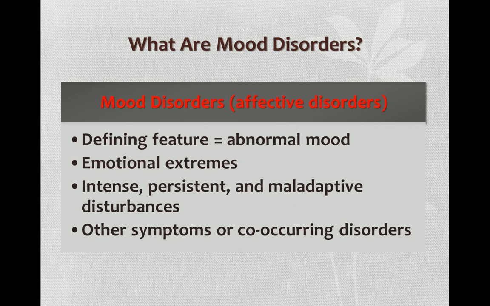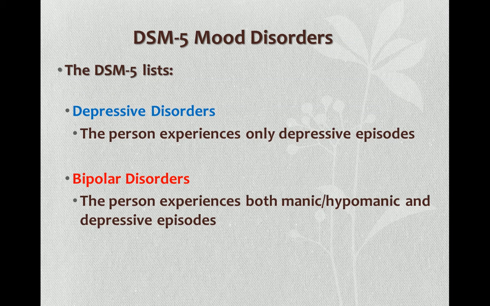So let's look at the DSM-5 and how it categorizes mood disorders. The DSM-5 lists two main mood disorders: depressive disorders and bipolar disorders. With depressive disorders, only depressive episodes occur. The person experiences profound and intense sadness. The disorder's essential element is an unusually elevated sad mood known as dysphoria.